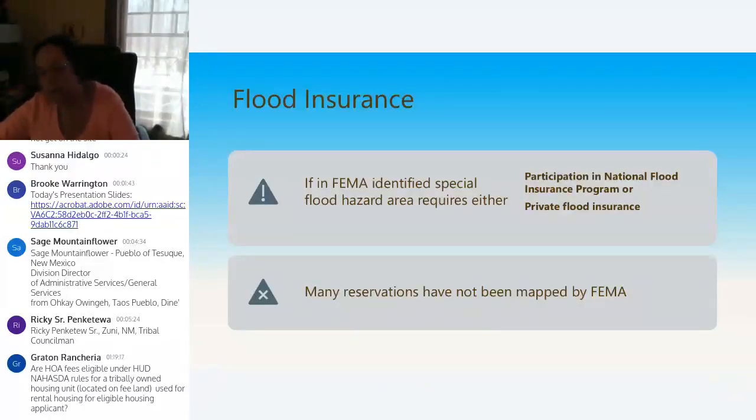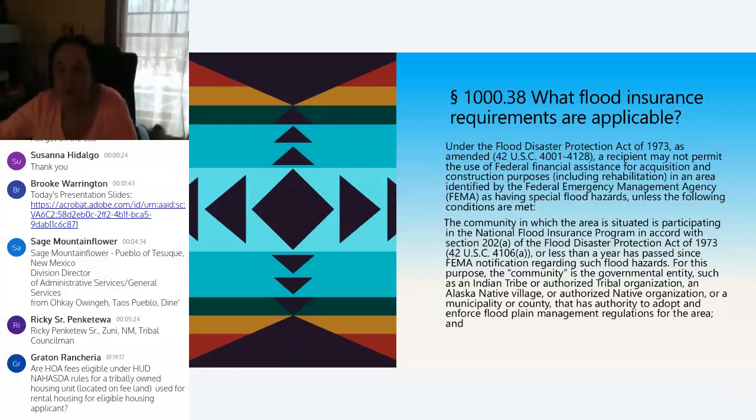So our flood insurance, we got a problem with flood insurance. Most of our reservations have not been mapped by FEMA. If you are in a FEMA identified special flood hazard area, it requires you to either participate in the National Flood Insurance Program or carry private flood insurance. Under 1038, the Flood Disaster Protection Act of 1973, as amended, you may not permit the use of federal financial assistance for acquisition, construction purposes, including rehab, in an area identified by FEMA as having a special flood hazard unless the following conditions are met.